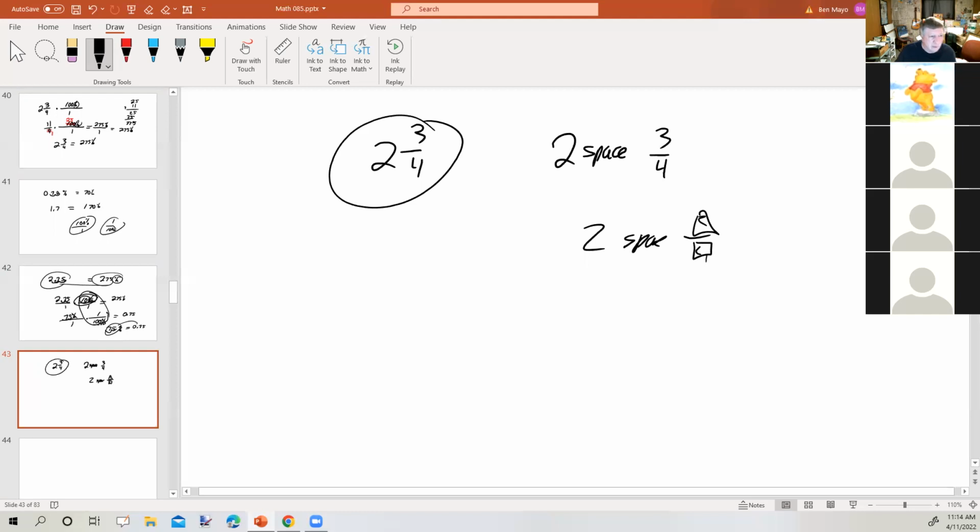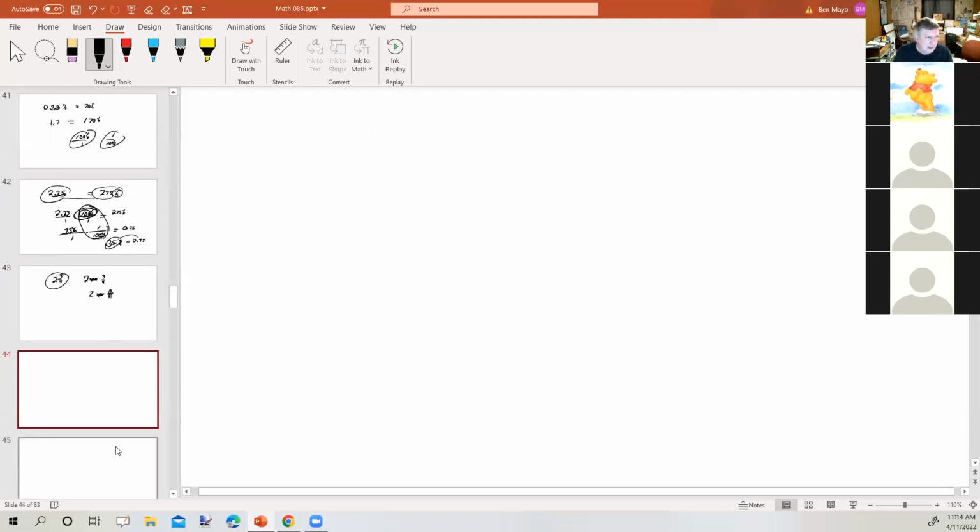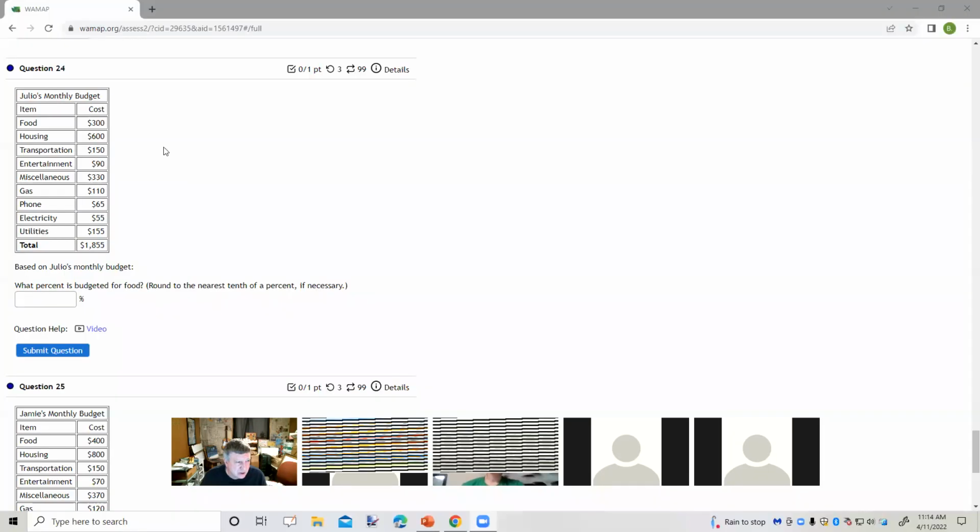So anyway, I want to look at another example out of WAMAP. I'm going to use the information given on problem 24, but I'm not going to use the same question. It says, based on Julio's monthly budget, what percent is budgeted for food? Well, let's say that they wanted to know what percent is budgeted for housing. Okay, so percent budgeted for housing. So housing is $600, oops, I'll put a comma there, my bad.